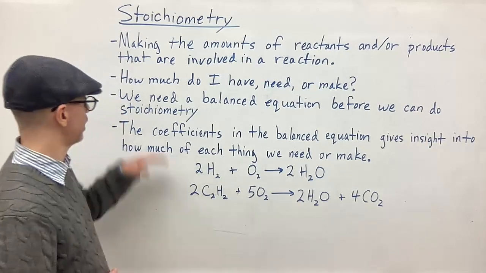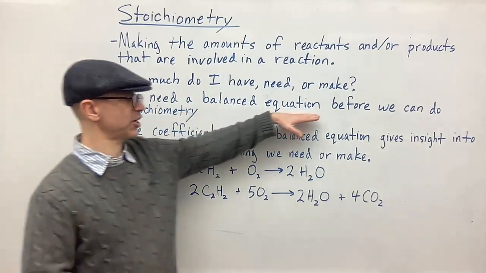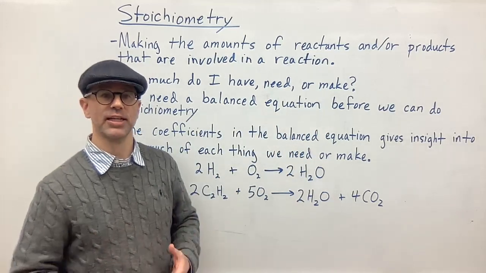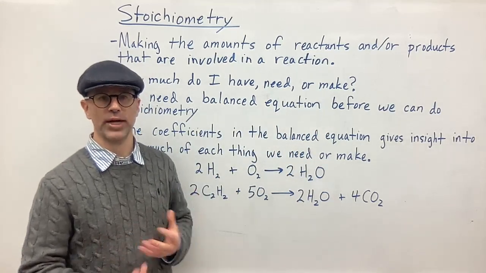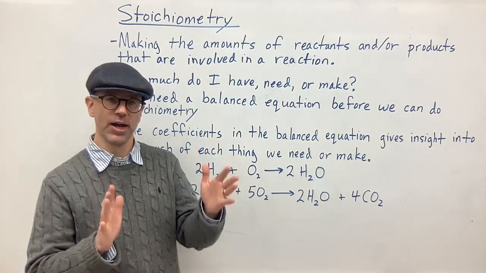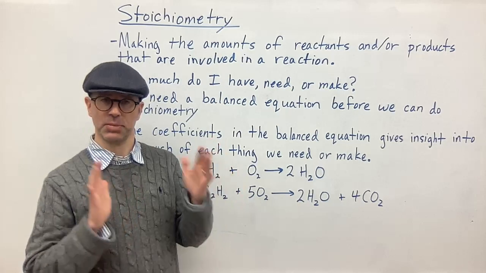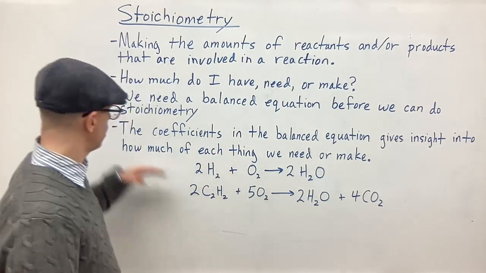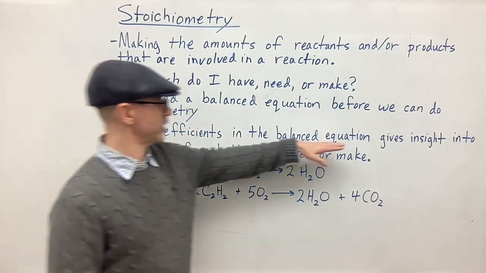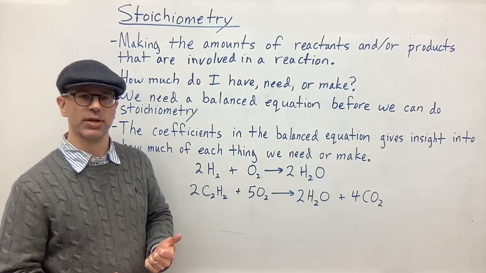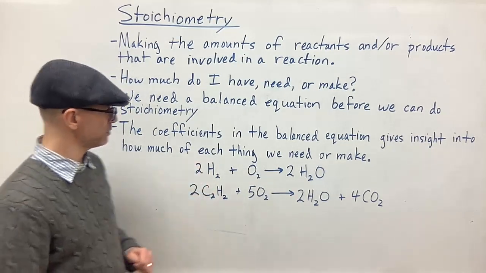So those are the type of questions we're asking in a stoichiometry problem. And so, like I said, we need to have a balanced equation before we can do any stoichiometry because the balanced equation gives us what is called our mole ratios. And that is the coefficients that are there in the balanced equation between the different substances. So, the coefficients in the balanced equation will give us insight into how much of each thing we need. So, here's a couple of examples.